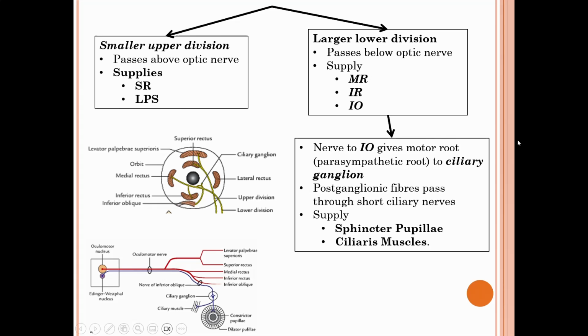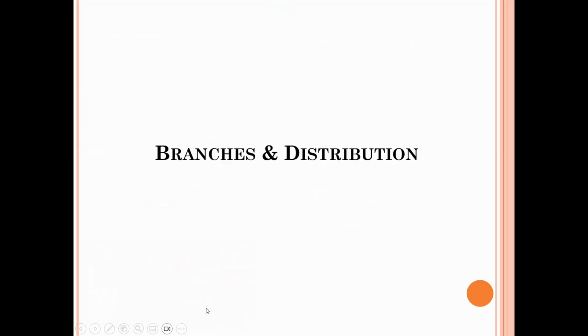The nerve to inferior oblique gives a motor root, the parasympathetic root, which is carrying the preganglionic parasympathetic fibers from the Edinger-Westphal nucleus, which relay at the ciliary ganglion. The postganglionic fibers pass through the short ciliary nerve and supply the sphincter pupillae and ciliaris muscle. So you can see here, this is the oculomotor nerve nucleus, and here is Edinger-Westphal nucleus, which is having the general visceral efferent fibers, and here they are supplying the sphincter pupillae and ciliaris muscle.